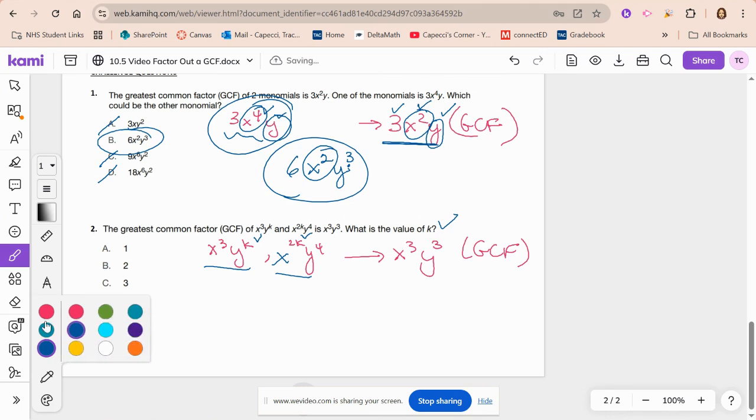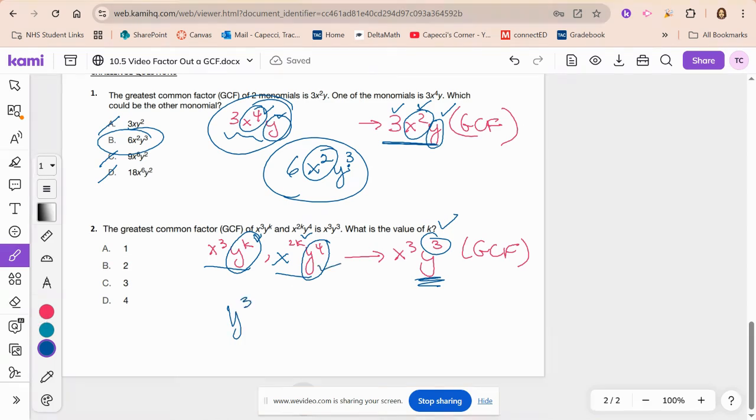Okay, so I notice that I have y just to the k. This 2k is a little tricky to match up with that x. So I have y to the k and y to the fourth. And I look at my greatest common factor, and it's only y to the third. So I know that has to be y to the third, right? Because that's y to the fourth. That 4 is too high. So that leaves me with k is equal to 3. So that's what I think it is.